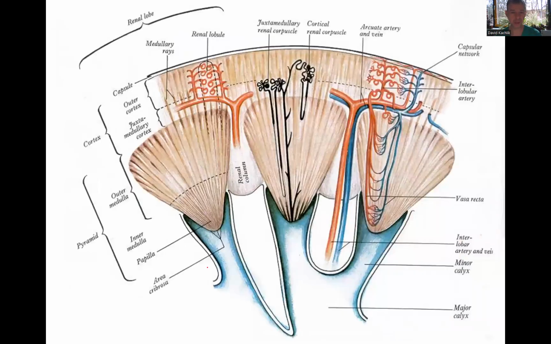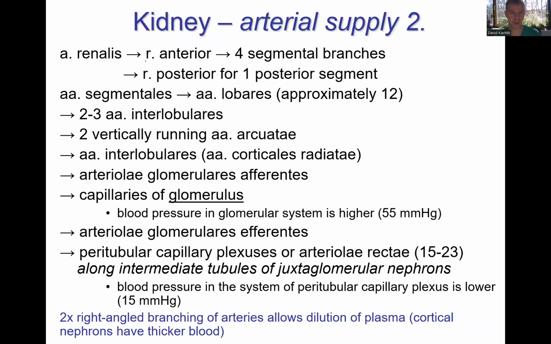The renal artery divides into an anterior and a posterior branch. The posterior branch is very thin and it's only for one posterior segment. The anterior branch is quite thick and it then divides into all the remaining 4 segments.